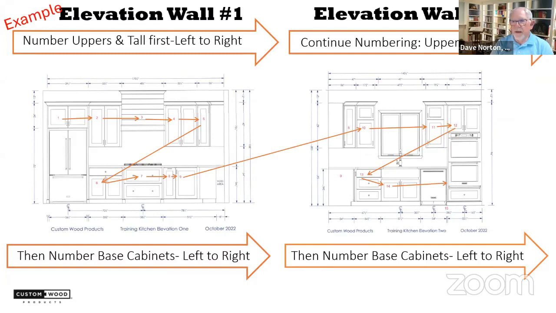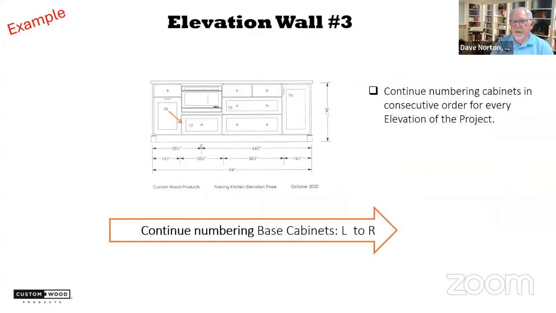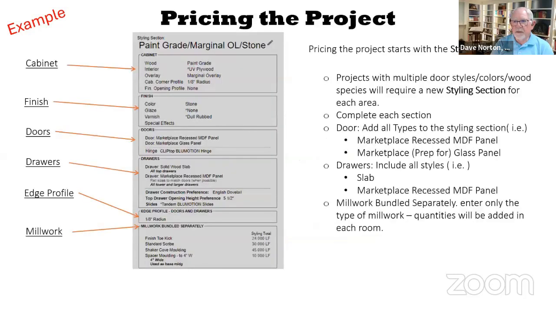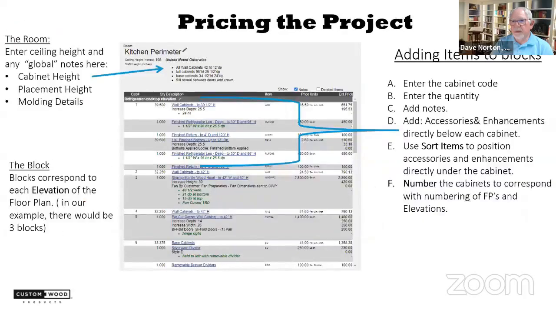And so if you're numbering your cabinets, you're going to do it continuously. And as you move to a new styling section or a new room, just continue that numbering. Pricing is going to start with a styling section, and we're going to do that live here in a minute. Your styling section is what a lot of companies might call a header. So it's wood, door style, finish, all the details of what goes into creating the cabinetry.